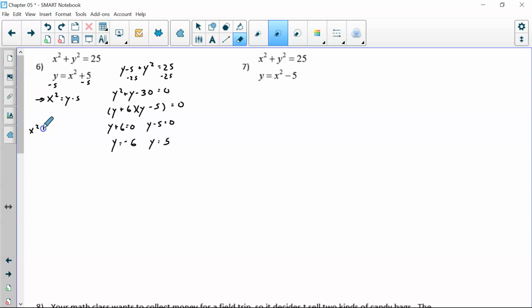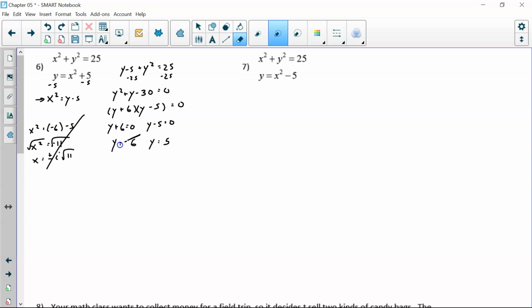X squared equals... Now let's find out what happens when y is negative 6. Negative 6 minus 5, so x squared equals negative 11. When we take the square root of both sides, we get x equals plus or minus i times the square root of 11. i is an imaginary number. That's not going to be on our regular coordinate plane, so we're not going to include that imaginary. We're just going to include the real.